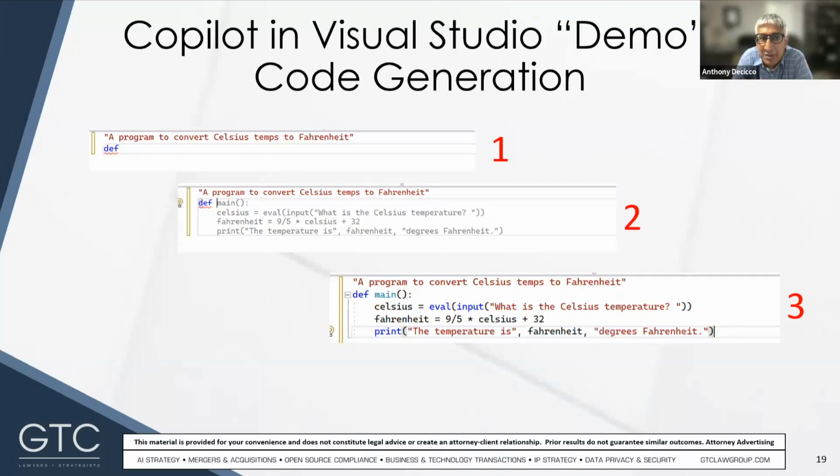And then in the second image, you can see, once we start defining the function, so here it's in Python, and we're using the syntax def to define it, Copilot starts to suggest the code in gray there. And then in the third image, we actually accept the code.